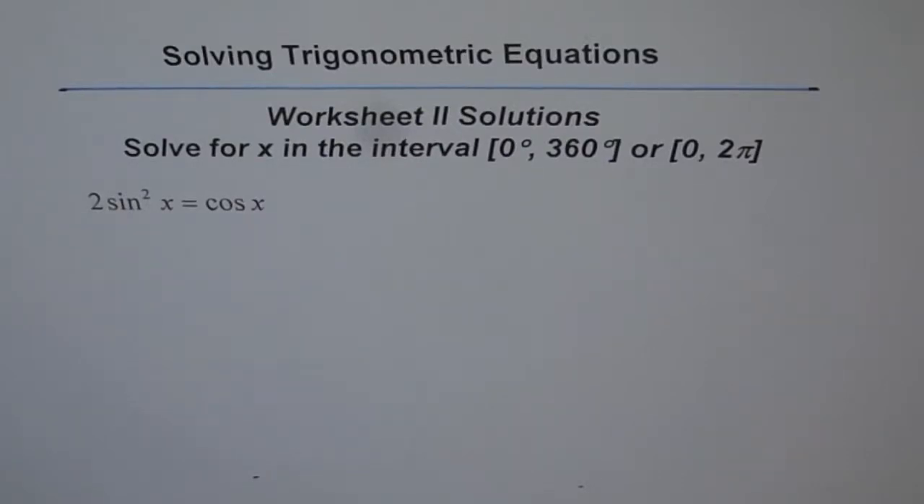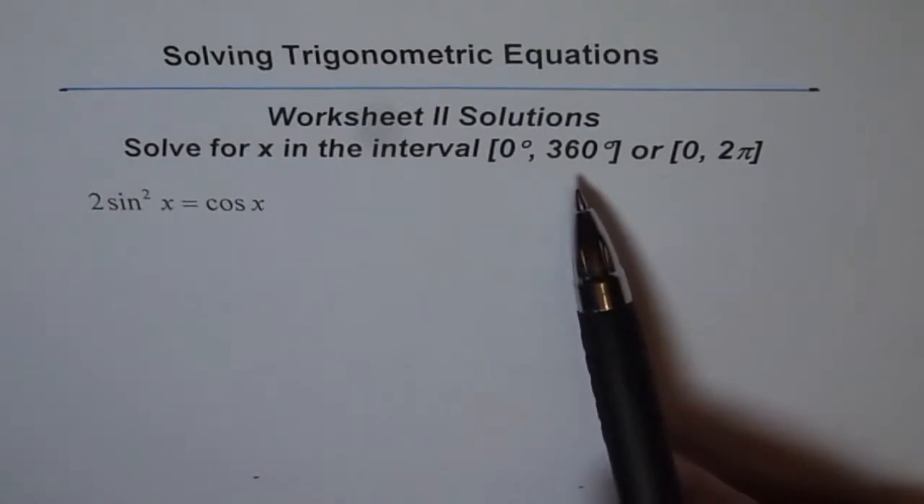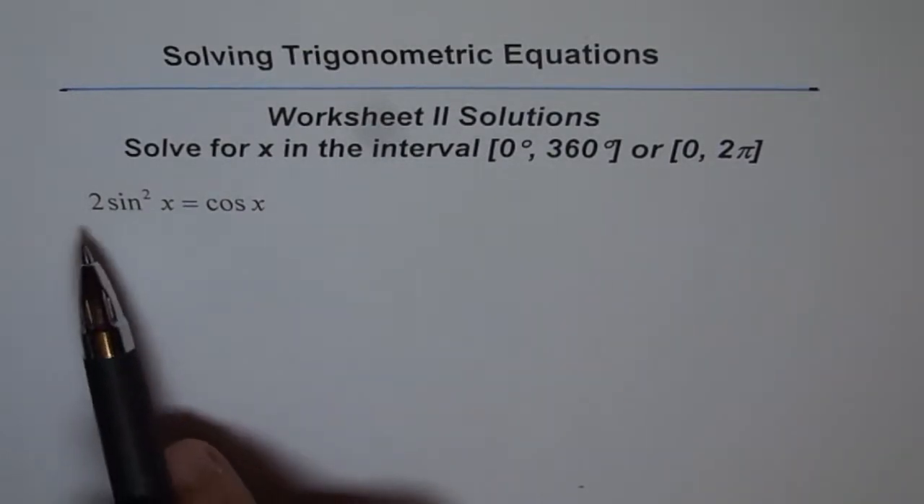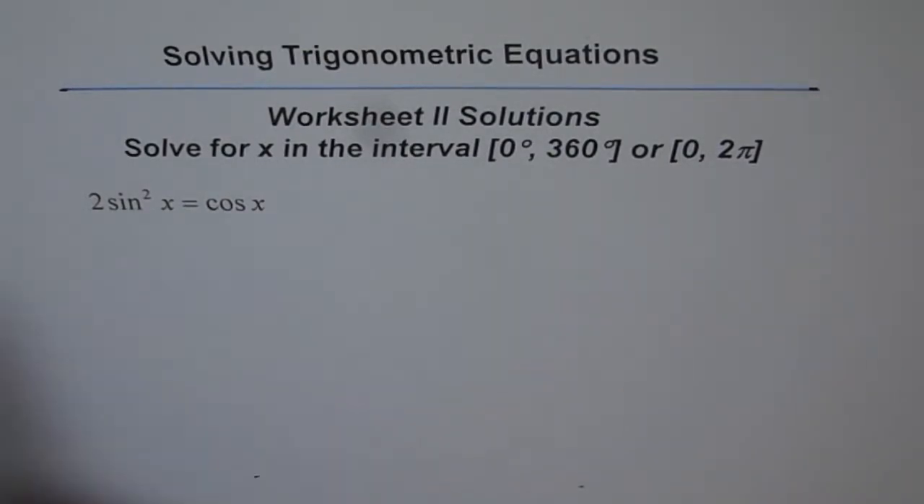Solving trigonometric equations. Worksheet 2 solutions. Solve for x in the interval 0 to 360 degrees or 0 to 2 pi. The equation is 2 sin²x = cos x.